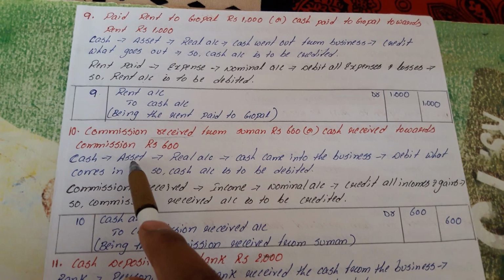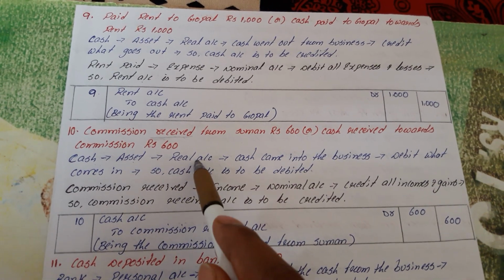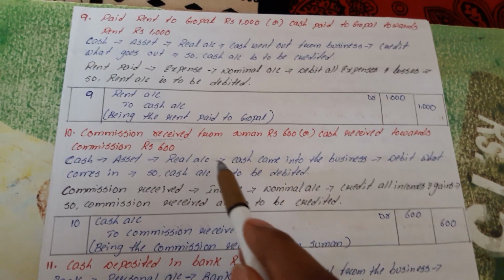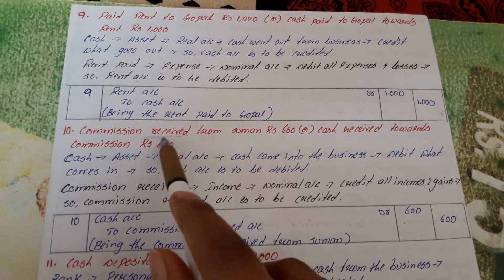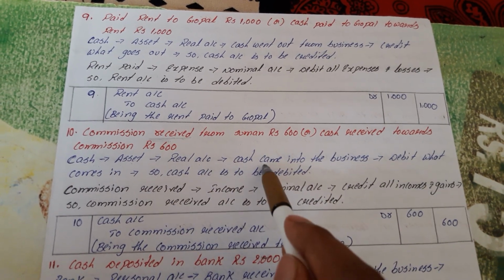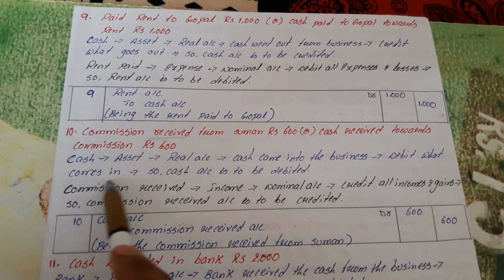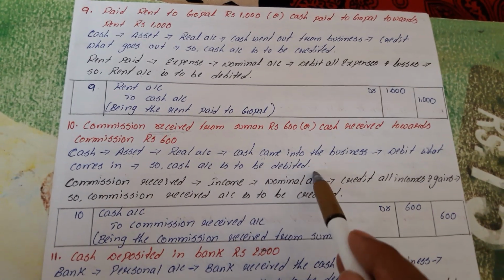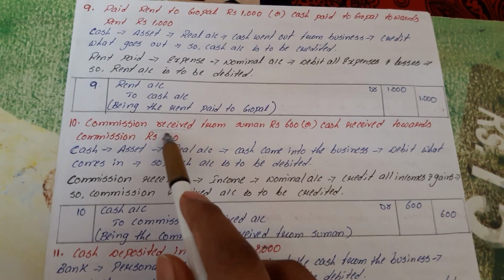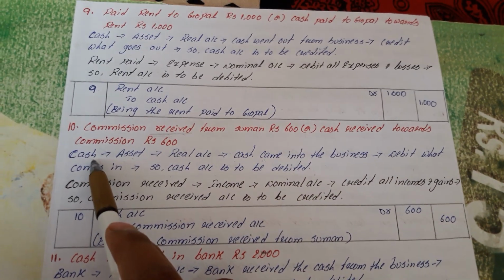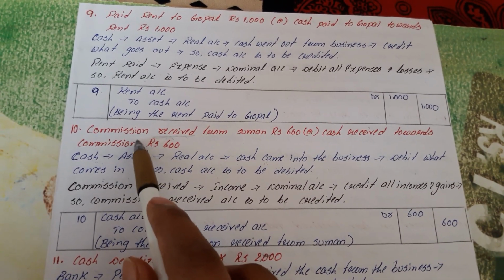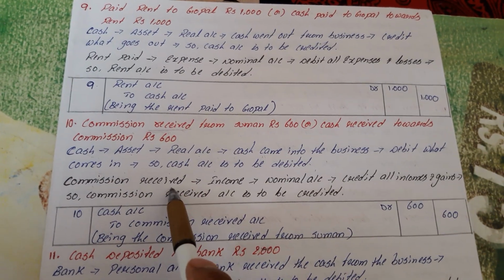Cash account is an asset, and asset means real account. Whether cash is coming in or going out, when we have received something, cash will come in. So cash came into the business. Debit what comes in, so cash account is to be debited. Then in the form of cash, what we have received is commission, so commission received will come.